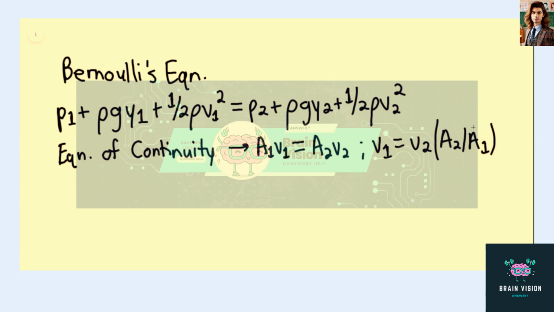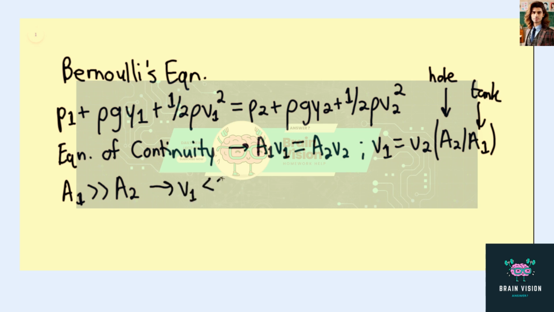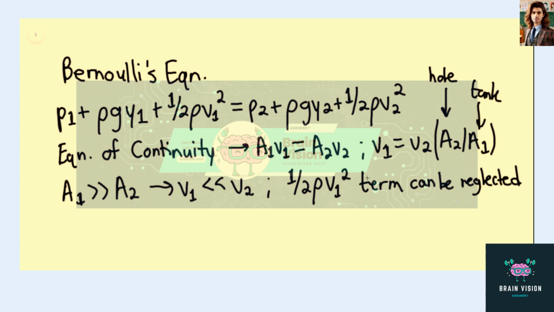And the cross-sectional area of the tank, A sub 1, is much larger than the cross-sectional area of the hole. So because A sub 1 is much, much greater than A sub 2, we can say that V sub 1 is going to be much, much less than V sub 2. And so the 1/2 rho V sub 1 squared term can be neglected. So essentially, we are going to eliminate this term because it is so small.